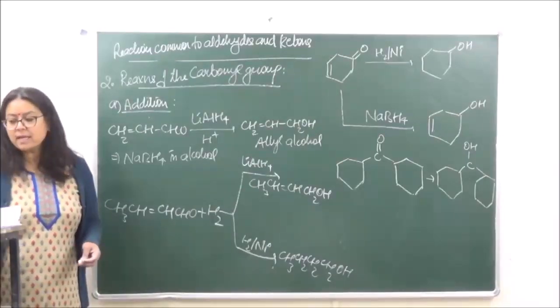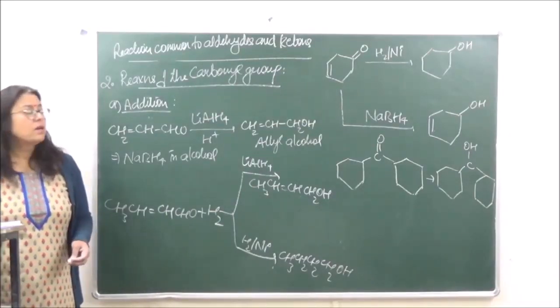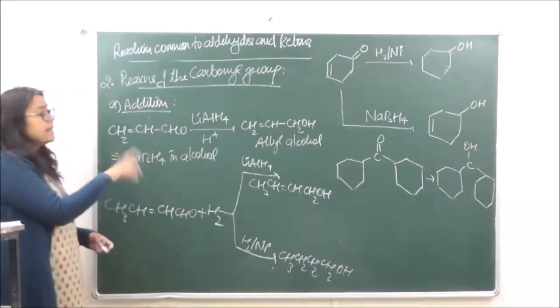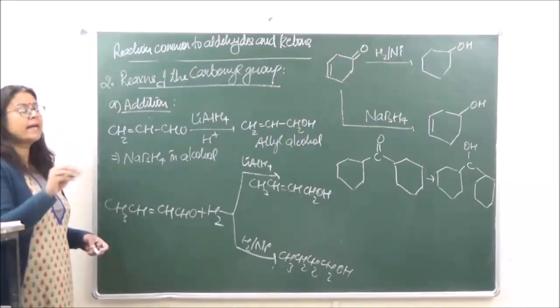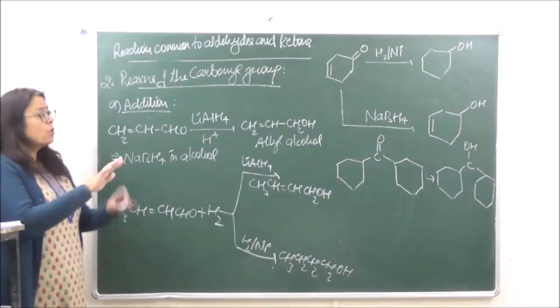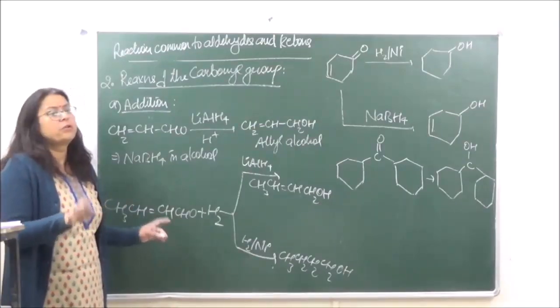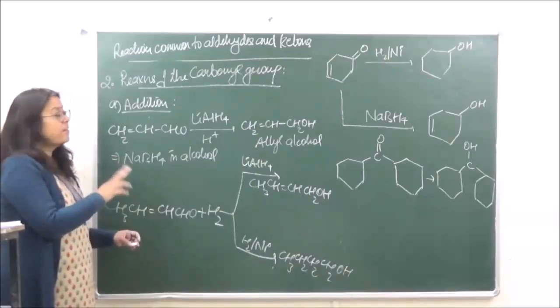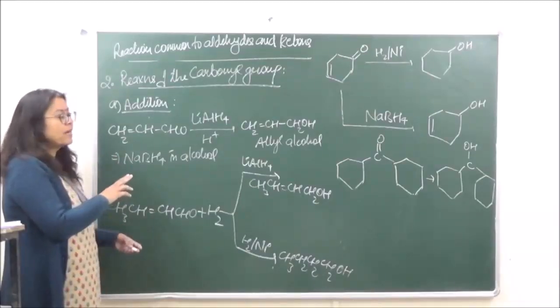But if in case there is a double bond and we are doing the catalytic hydrogenation, in that case both C=C and C=O are going to be reduced. Okay? So this difference you have to remember. This is a very important concept which we've done over here.